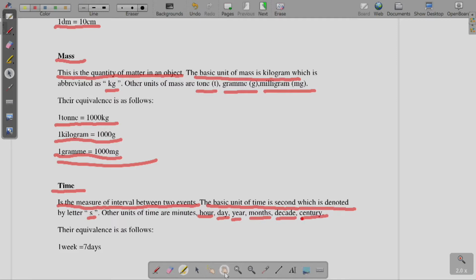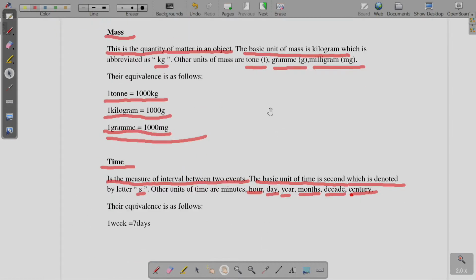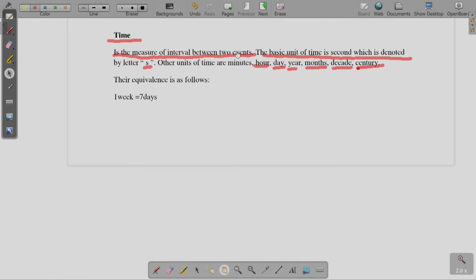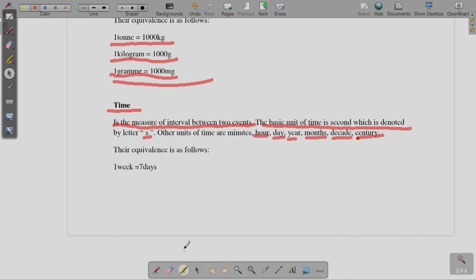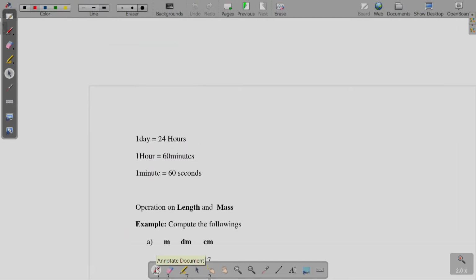And these units are related as follows. For example, 1 week always equals 7 days. Also, 1 day equals 24 hours. Also, 1 hour equals 60 minutes. And also, 1 minute equals 60 seconds.